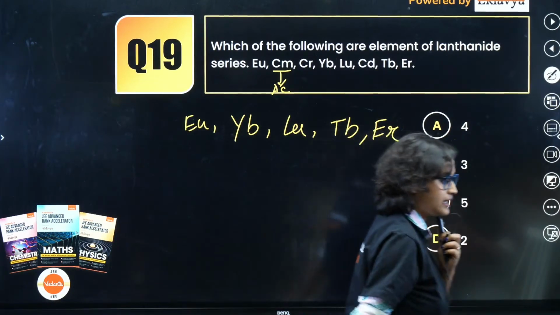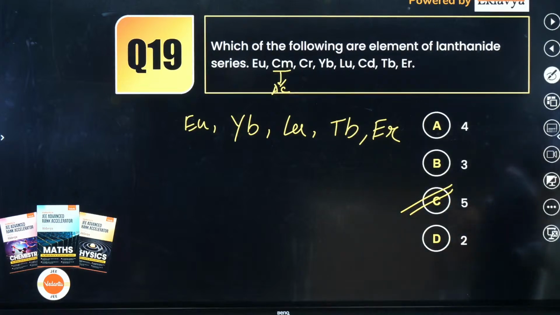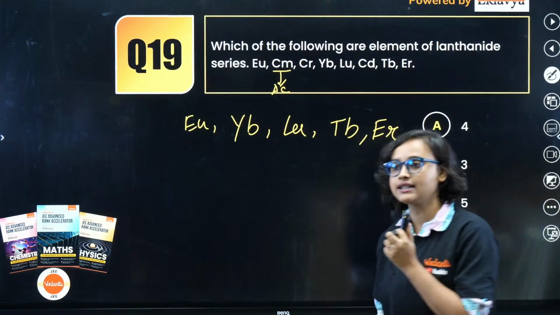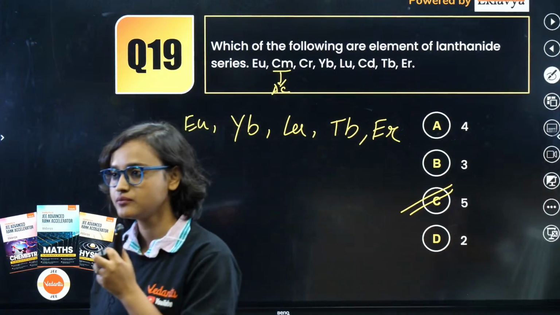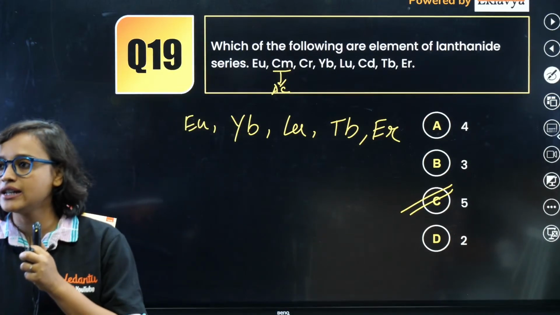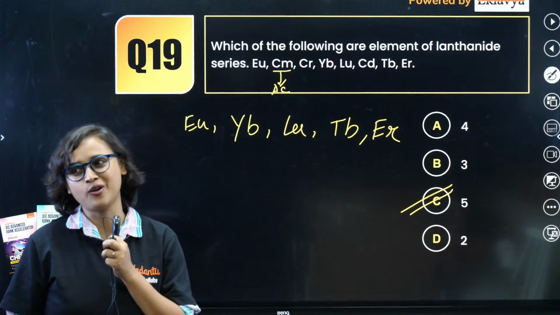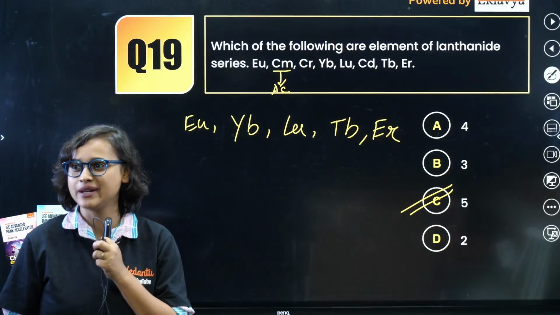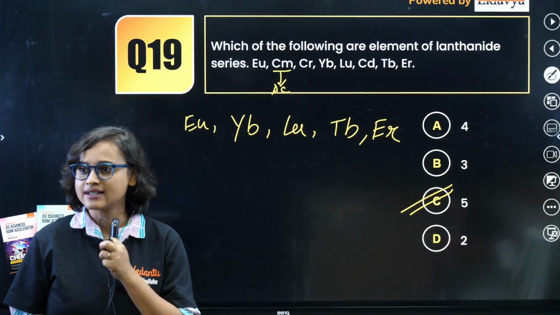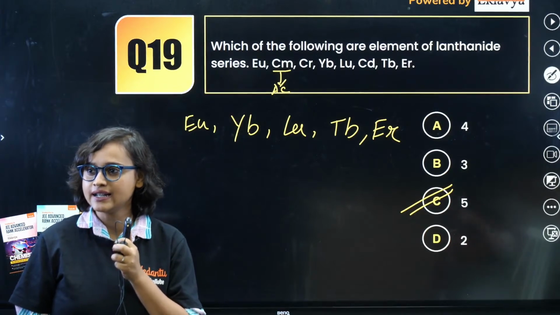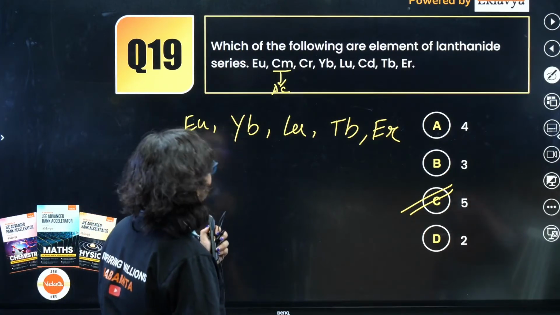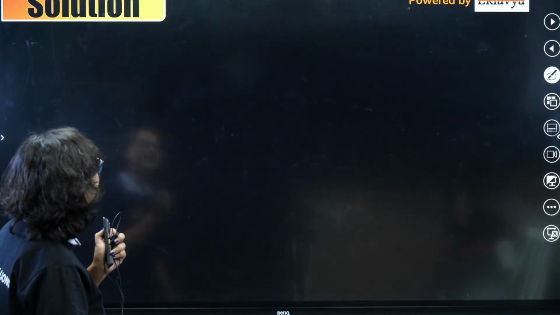Am I right, everybody? Is 5 the correct answer, guys? 5 is the correct answer, right? Yes, plus 72. Oh my God, that's amazing. Yes, 5 is the correct answer. Absolutely. Chalo, moving on to the next question, guys.